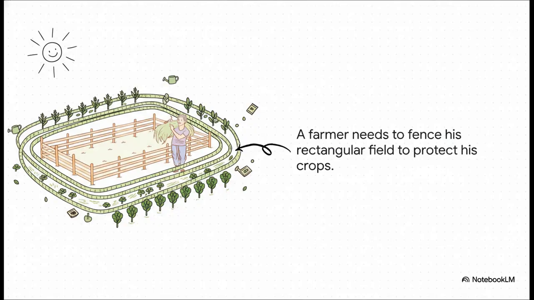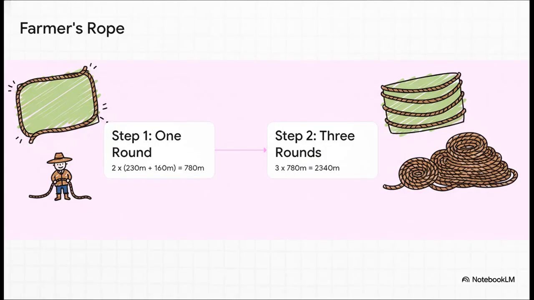Okay, now for something a little bigger. We've got a farmer with a huge rectangular field, 230 meters long by 160 meters wide. And to keep his crops safe, he doesn't want just one fence. He wants to wrap the whole thing with rope 3 times. This one's a two-parter. First, we've got to find the perimeter for just a single round of rope. So we add 230 and 160, double it, and that gets us 780 meters. But remember, he wants 3 rounds. So we multiply that by 3, and we get a grand total of 2,340 meters of rope.